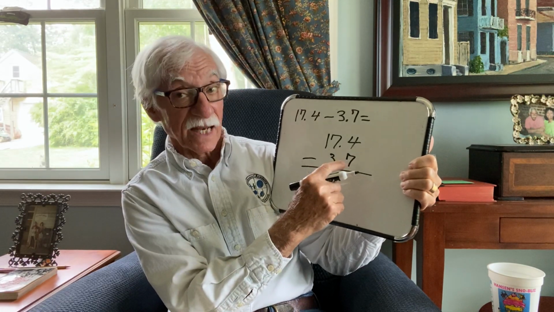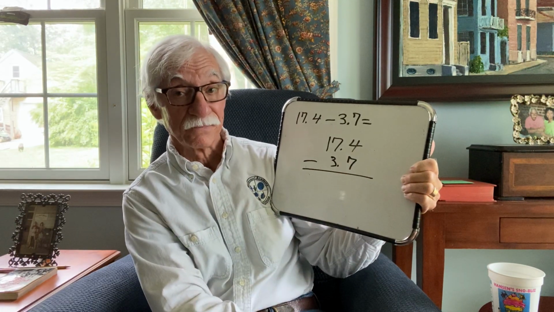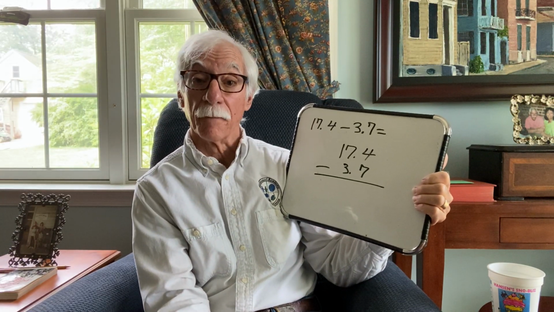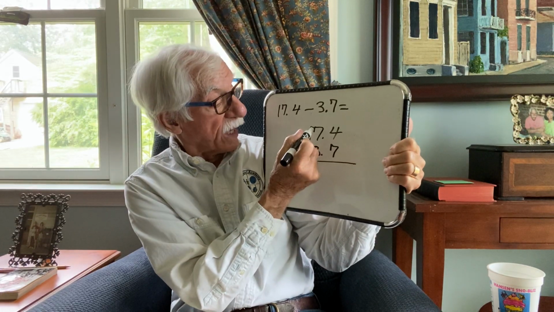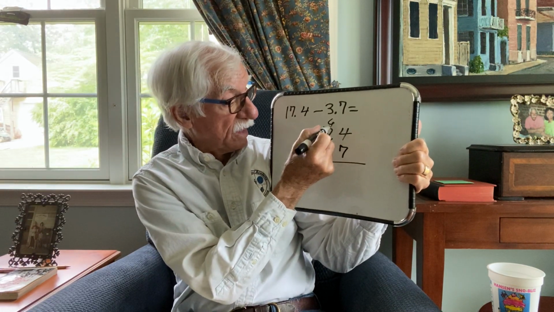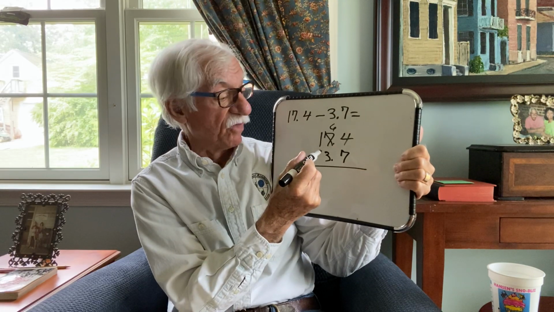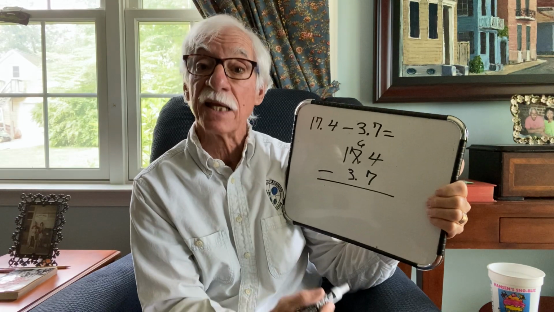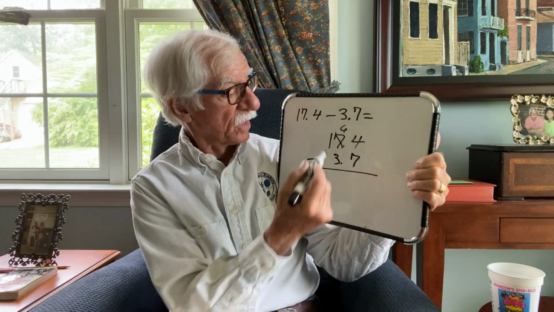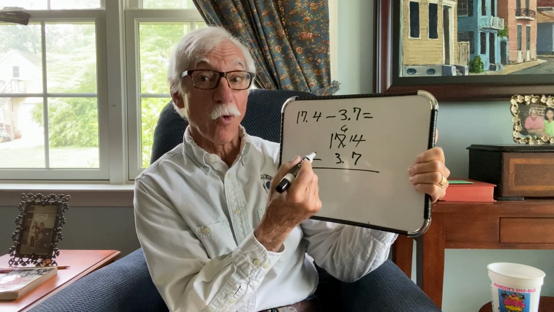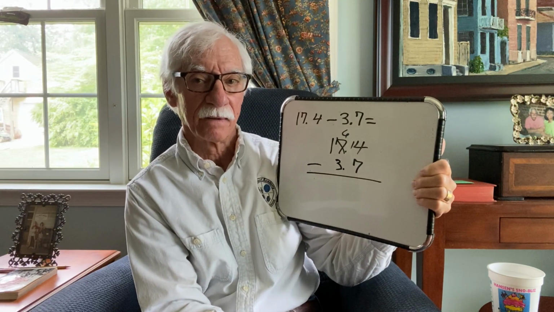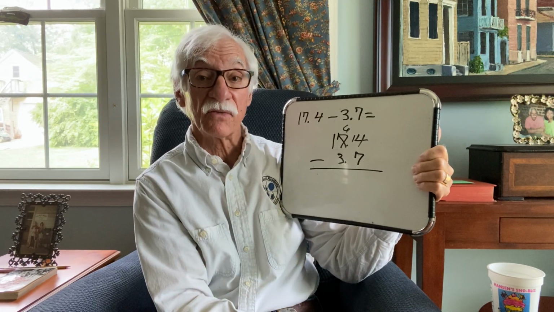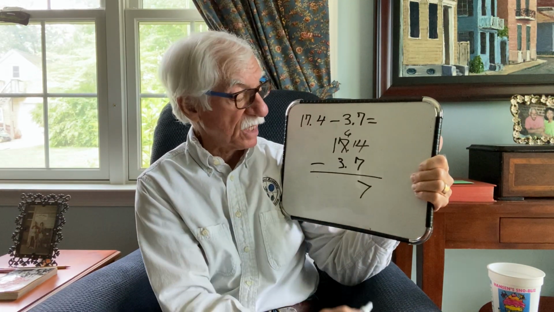Can I take 7/10 away from 4/10? I cannot. Where can I get some tenths from? Well, I can come to this whole right here. That's 7 wholes. That'll leave me 6 wholes if I want to take one of them. And I take that one whole, and one whole is the equivalent of 10/10, isn't it? So now I've got 14/10 temporarily in the tenths place. Can I take 7/10 away from 14/10? Of course I can. And that gives me 7/10.